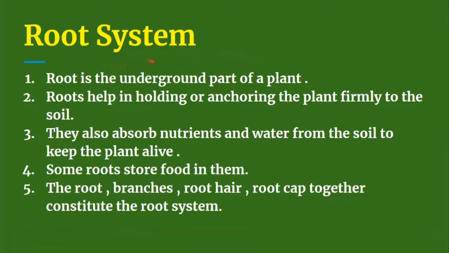What are the functions of the root system? Root is the underground part of a plant. Roots help in holding or anchoring the plant firmly to the soil. They also absorb nutrients and water from the soil to keep the plant alive. Some roots store food in them. The root branches, root hair and root cap together constitute the root system.